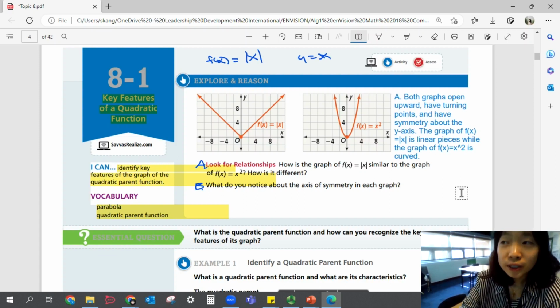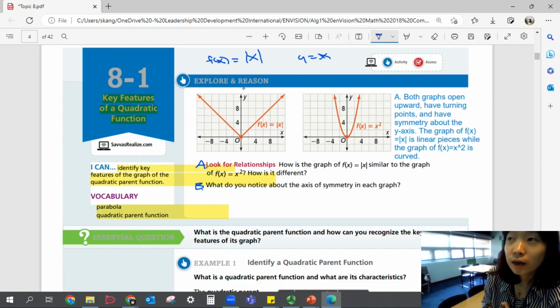Part B. What do you notice about the axis of symmetry in each graph? What about the axis of symmetry? Are they the same? Are they different? What is the equation of the axis of symmetry? You can see that the y-axis would be the axis of symmetry for both graphs. What is the equation of this line though? It's a vertical line, so is it y equals 0 or x equals 0?